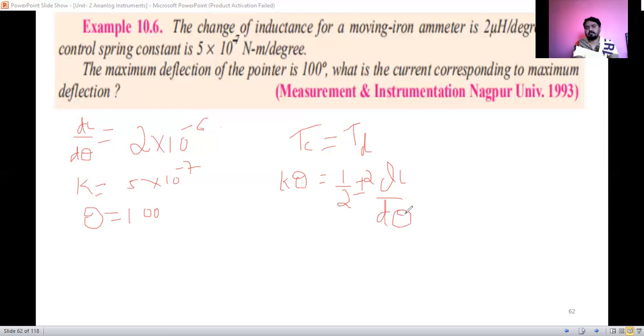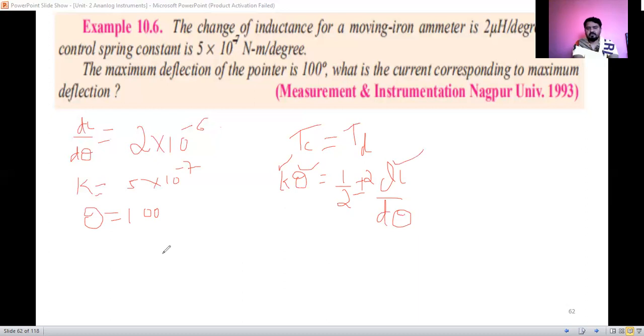dI by d theta is given here now. K is given. Theta is given. One by two is the value here. I squared we have to calculate here. dL by d theta is also given here now.